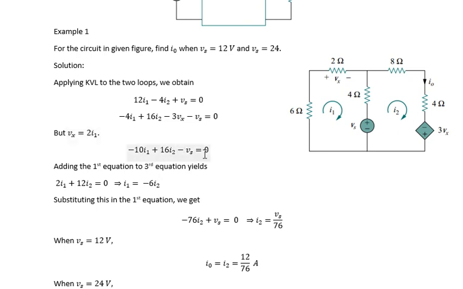So, that's why in here, itong equation na to, papalitan natin yung Vx dito ng 2i1, and then simplifying that one, ito na yung magiging equation natin: negative 10i1 plus 16i2 minus Vs. Okay, so meron na tayong dalawang equation.